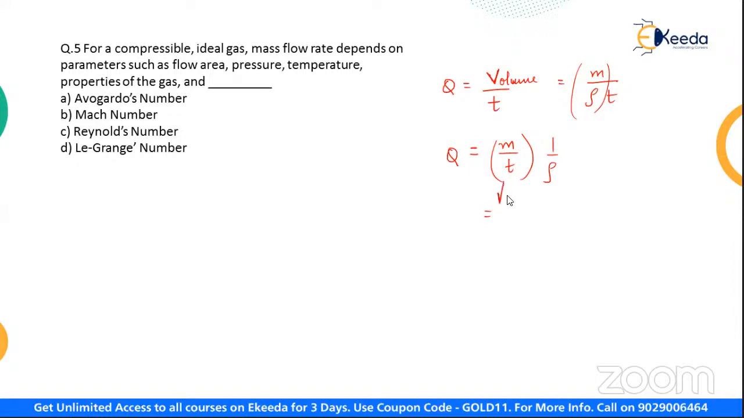Now this M upon T, this entity, is known as the mass flow rate, and it is denoted by M dot. Now it depends upon parameters such as flow area, pressure, temperature, properties of the gases, and another factor on which it is dependent, that is known as the Mach number. Because this mass flow rate is dependent upon the velocity, and only the Mach number relates to the velocity. That's why the correct option will be the Mach number.